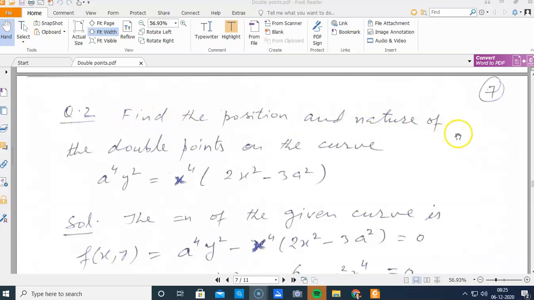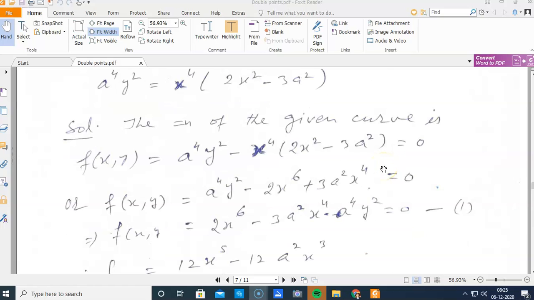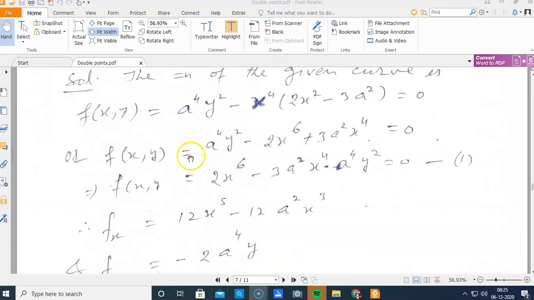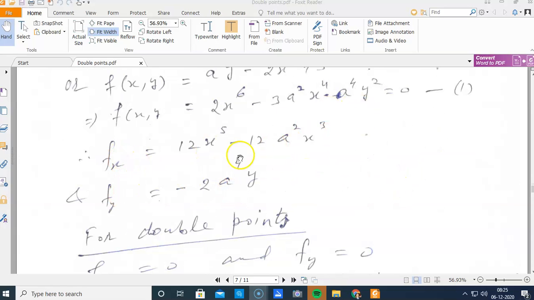Now coming to question number 2, position and nature of double points on the curve. The equation of the given curve is written by taking the right hand side to the left hand side, giving f(x,y) equal to 0, and then doing fx equal to 0, fy equal to 0. So this is fx, this is fy.